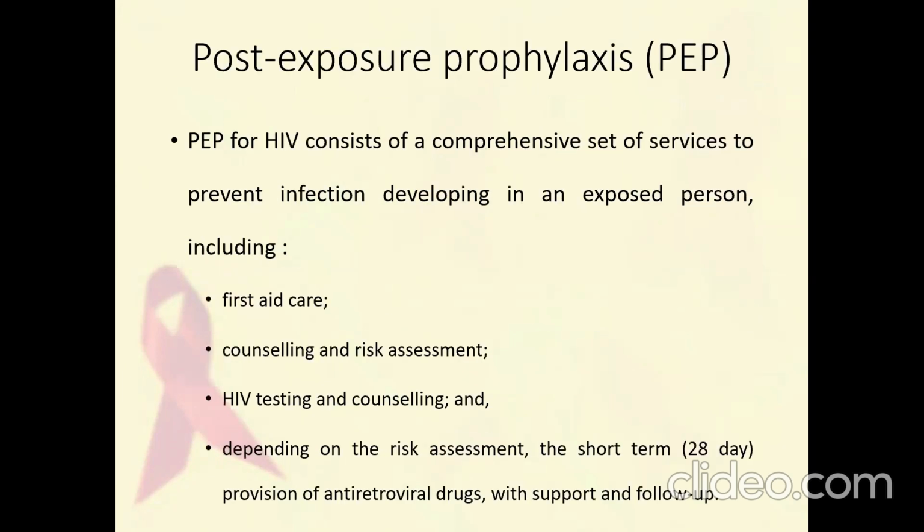The next is post-exposure prophylaxis. PEP for HIV consists of a comprehensive set of services to prevent infection developing in an exposed person, which includes first aid care, counseling and risk assessment, HIV testing and counseling, and depending on the risk assessment, the short-term provision of antiretroviral drugs with support and follow-up for 28 days.